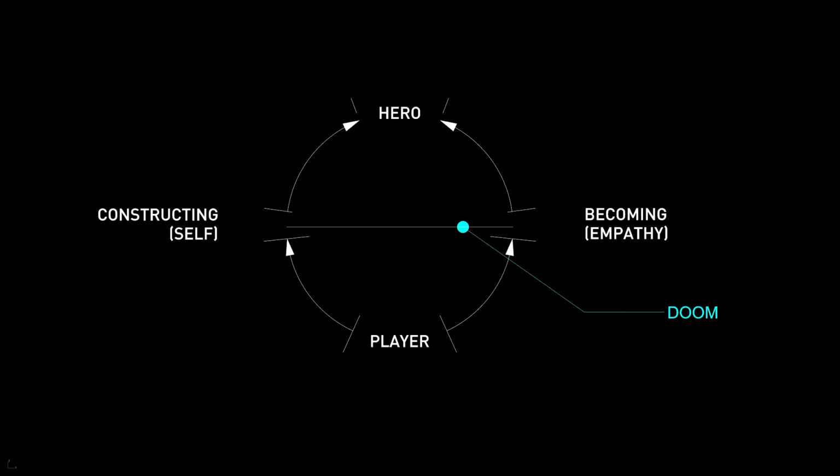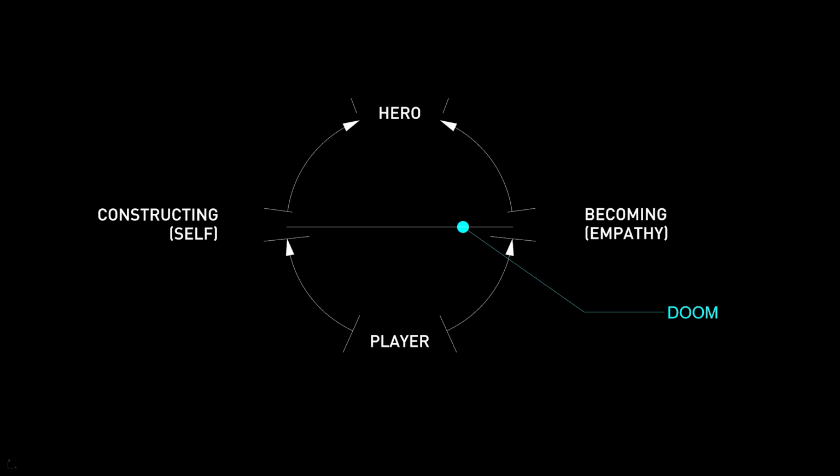So in this diagram of the two ends of a video game spectrum, being the player themselves constructing a hero versus the player becoming a hero, I think those are the two ends of narratives and assuming personalities. And in this game, we're very much becoming the hero. We are becoming Doom Guy.